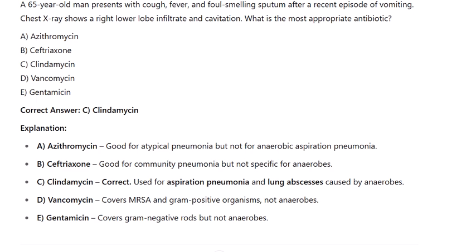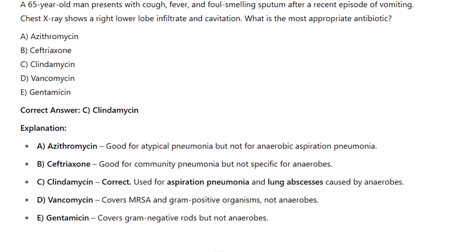Correct answer, C. Clindamycin. Explanation. A. Azithromycin, good for atypical pneumonia but not for anaerobic aspiration pneumonia. B. Ceftriaxone, good for community pneumonia but not specific for anaerobes. C. Clindamycin, correct. Used for aspiration pneumonia and lung abscesses caused by anaerobes.